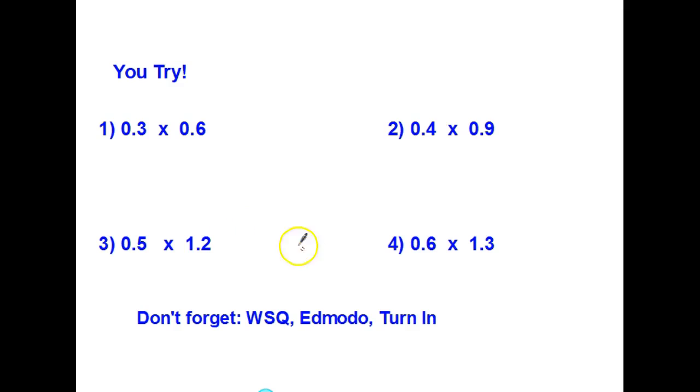But here's your you try problems that I want you to work on. And don't forget to turn in your assignment on Edmodo. Make sure that you are prepared for class tomorrow.